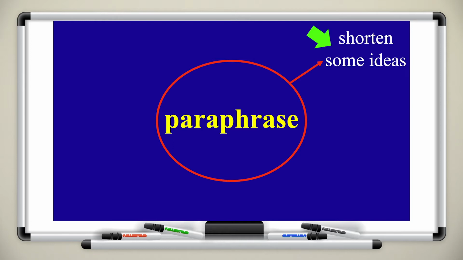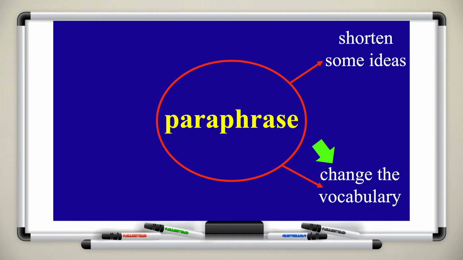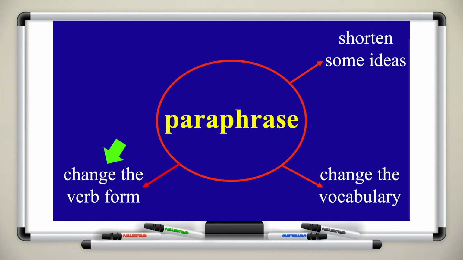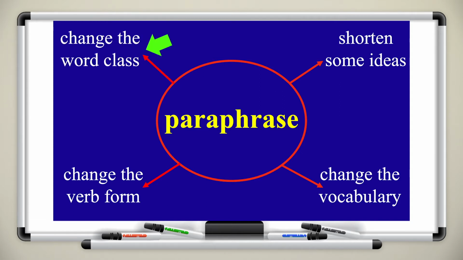You can paraphrase by shortening some ideas, by changing the vocabulary from one word into another that has the same meaning. You can also change the verb form. That means from an active sentence into a passive. Or you could change the word class from a noun to a verb to an adjective, and etc.